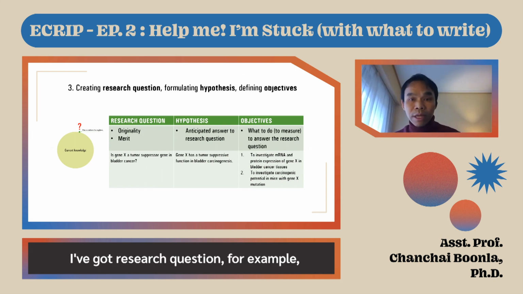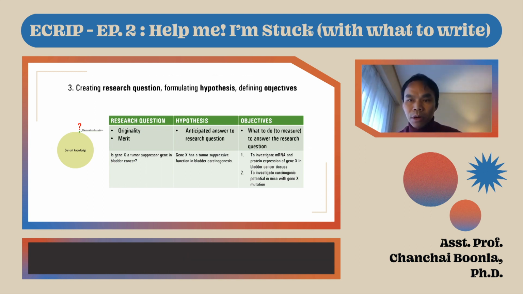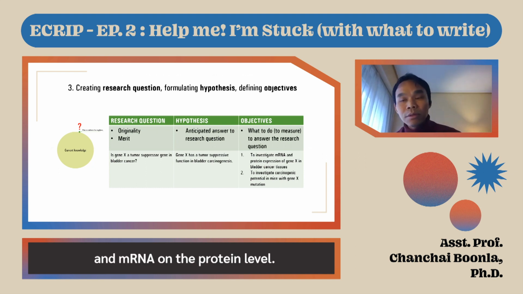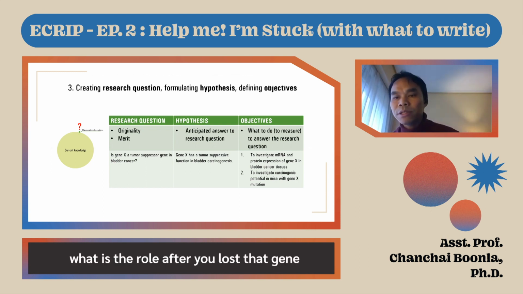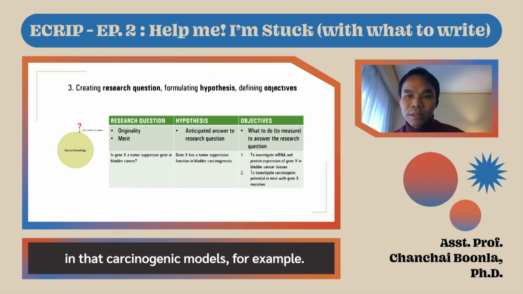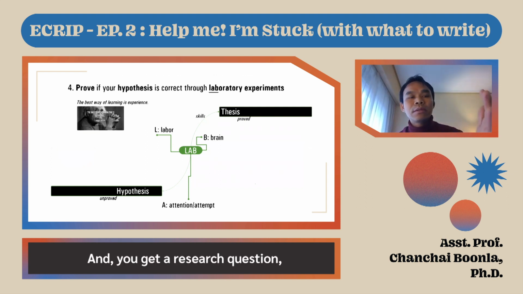For example, if you want to identify the function of gene X, you have to investigate the expression of gene X, mRNA and protein level, and also you need to do some kind of knockout or mutation of that gene and see what is the role after you lose that gene in carcinogenic models, for example. And you get research questions, hypotheses, and also objectives.